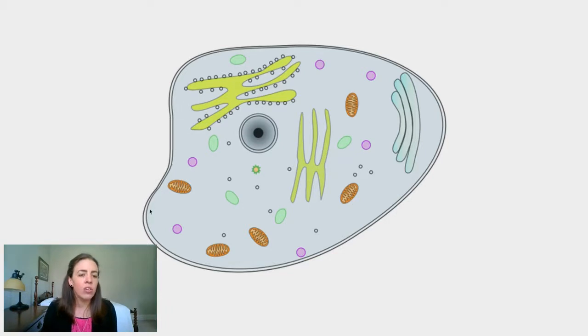And then out here, we have the cell membrane that surrounds the entire cell, determining what enters and leaves the cell. So the nuclear membrane keeps the nucleus separated from the rest of the cell, and the cell membrane separates the cell from the rest of its environment and controls what enters and leaves from that environment.